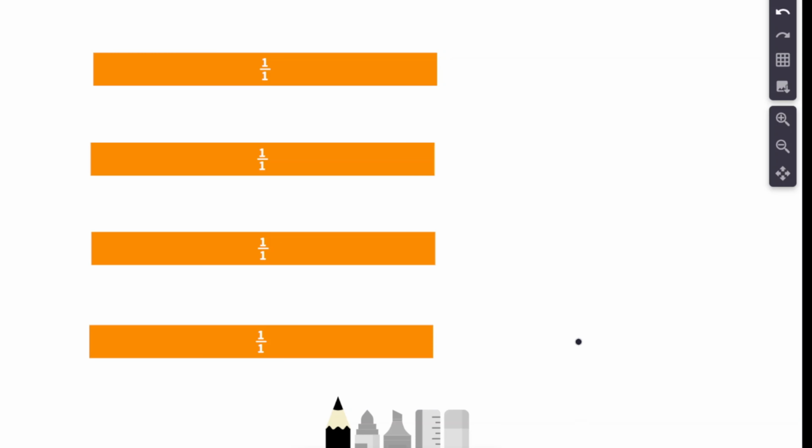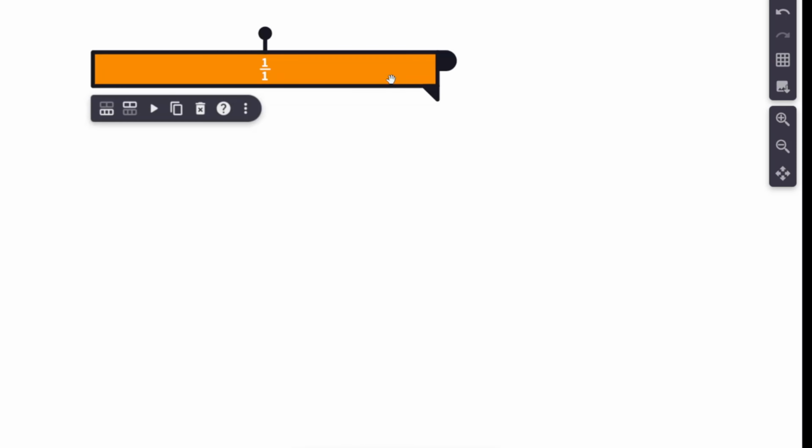You have your 4 strips of paper in front of you. I'm going to use these 4 orange strips from my fraction tiles. So with your first strip of paper, I would like you to think about how you can form 2 equal parts. Go ahead and use your pencil to draw, to show 2 equal parts, or fold your paper to show 2 equal parts.